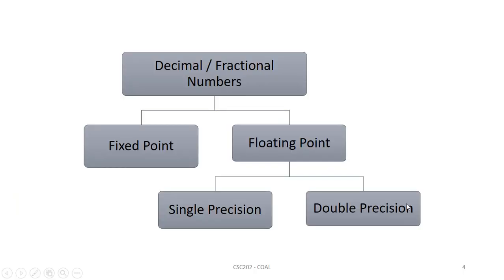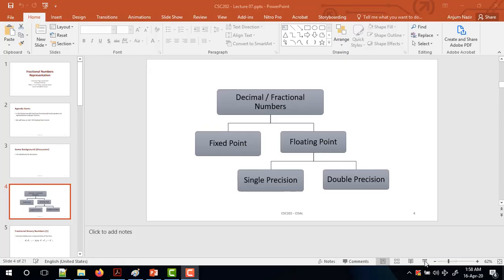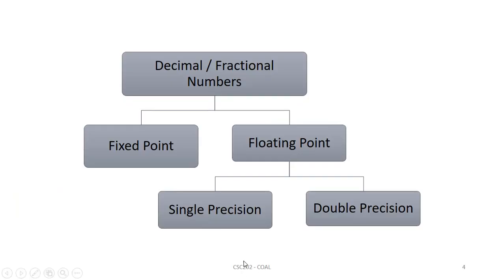Decimal numbers or fractional numbers can be of two types. We can represent fractional numbers or decimal numbers with the help of fixed point or floating point. So decimal numbers or fractional numbers can be represented in two ways in computer systems. One is fixed point notation, and second is floating point notation. And both have their pros and cons, obviously.